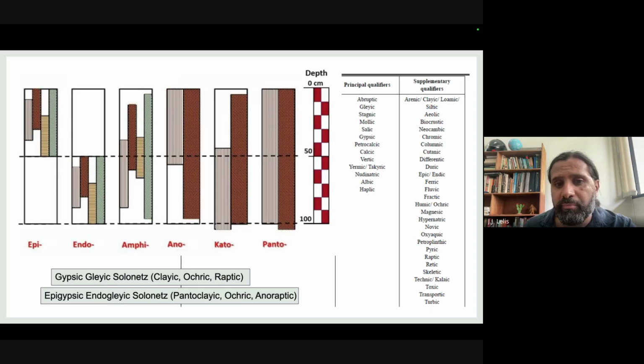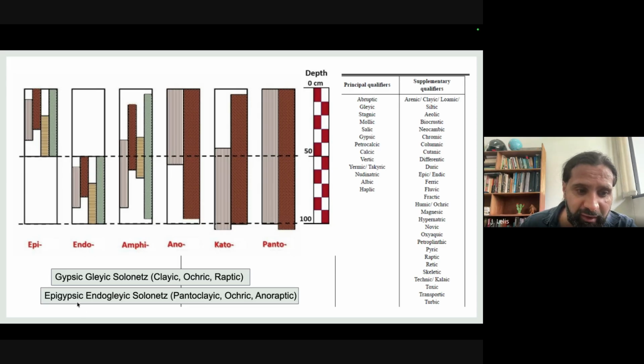And we can add even more information now, okay? We can add some prefixes to the supplementary qualifiers, to all qualifiers. We can add these prefixes to the qualifiers to express some localization, some spatial distribution of that specific qualifier. So, for example, we have that name: gypsic, clayic, solonetzic, clayic, ochric, reptic. But according to these prefixes, which are just some of them, we can add more information.